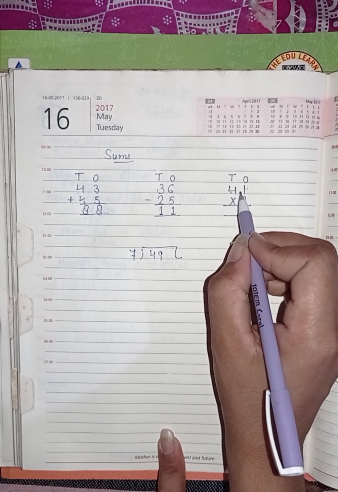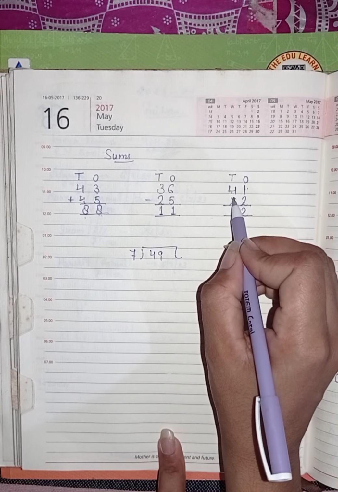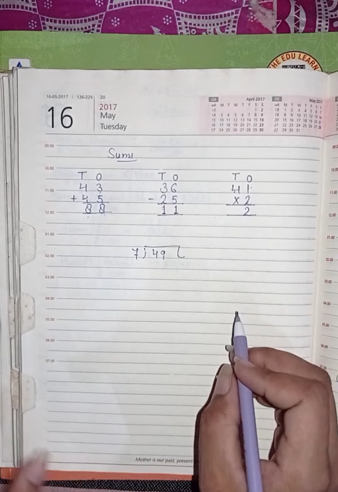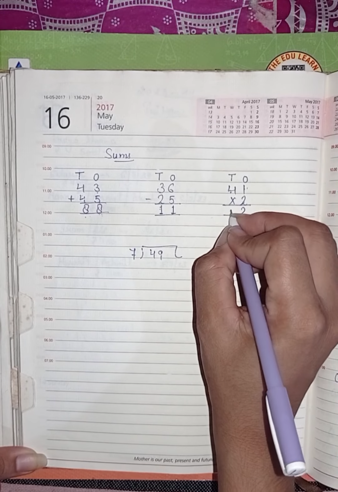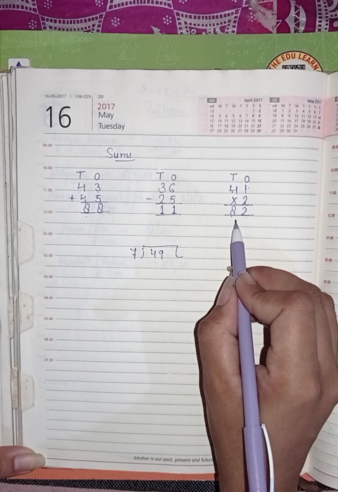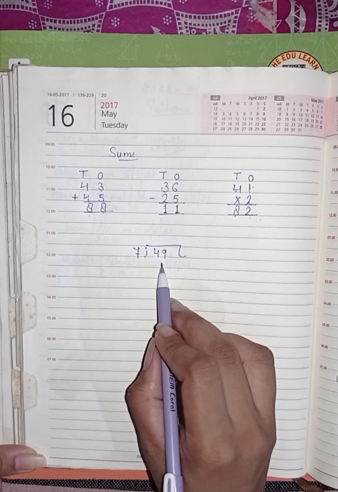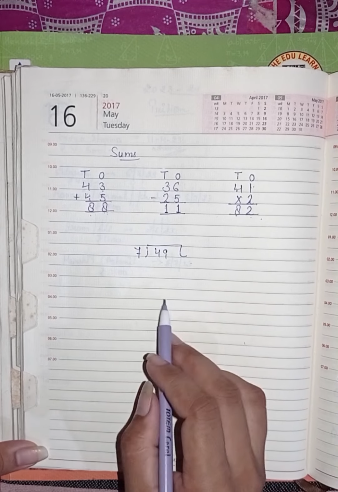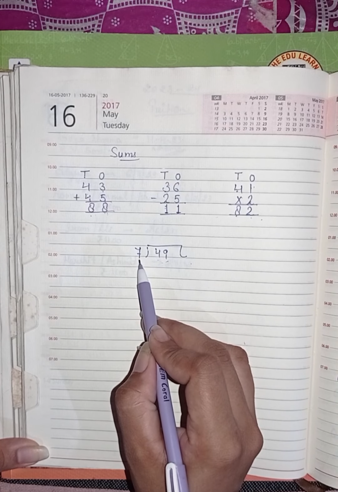Now by 10's place digit number, 2 4's are. That is 2 1's are 2, 2 2's are 4, 2 3's are 6 and 2 4's are 8. So the answer is 8 tens, 2 ones, that is 82. Now next one is of division sum. You have to divide 49 by 7.